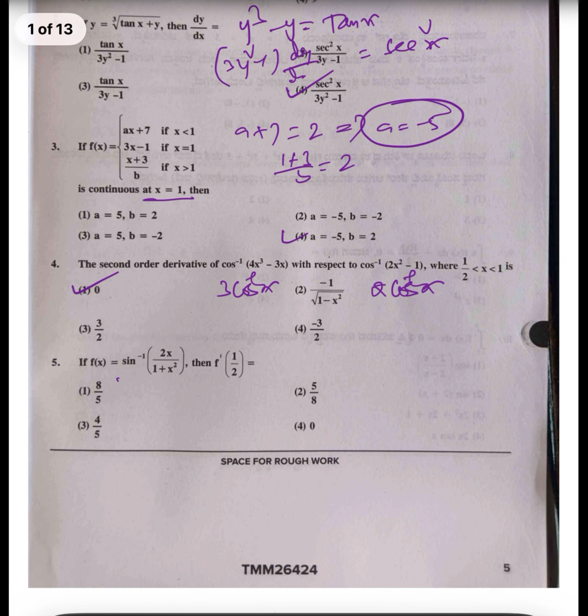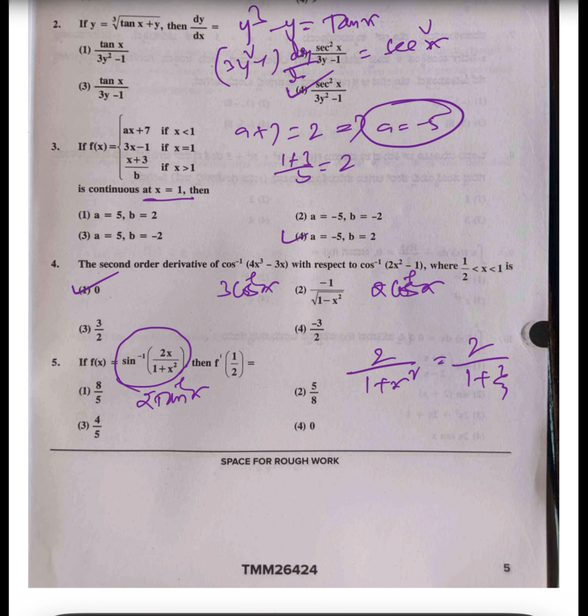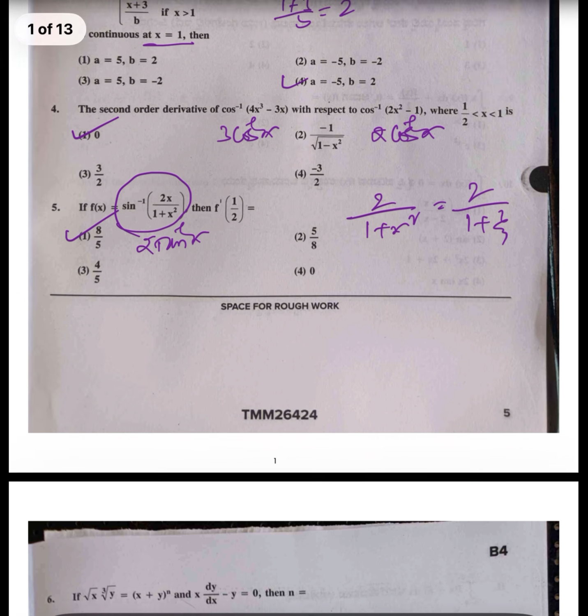Now sin inverse of 2x by 1 plus x square, this is what 2 tan inverse x. The derivative of 2 tan inverse x is 2 by 1 plus x square. This is 2 by 1 plus 1 by 4, so that it is 8 by 5, right?